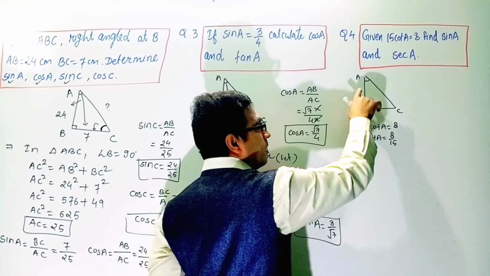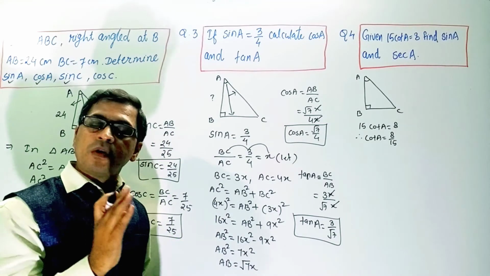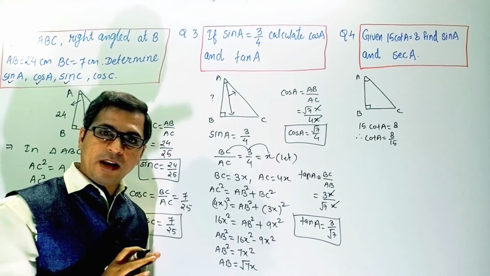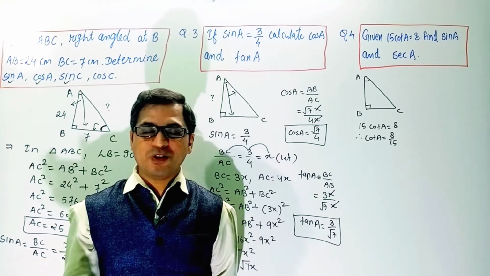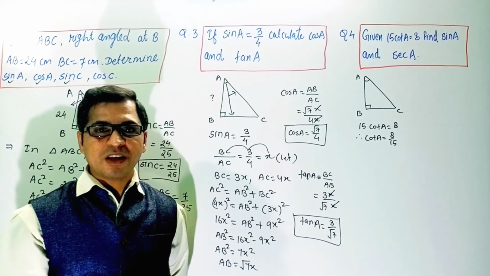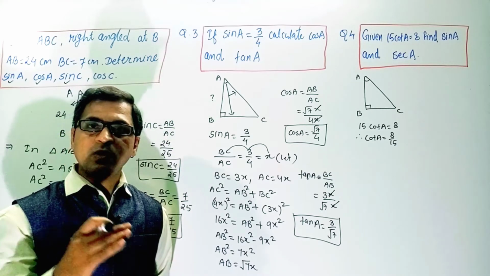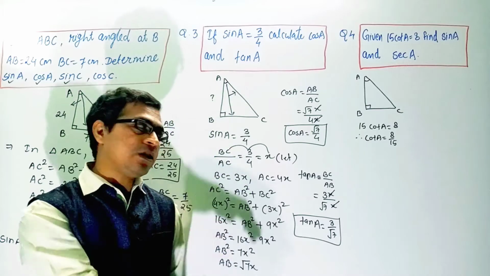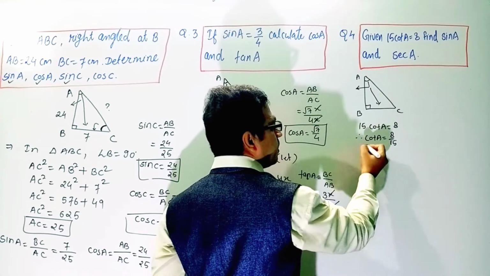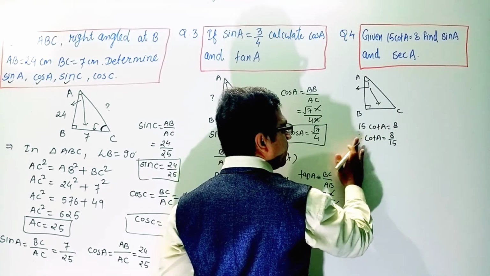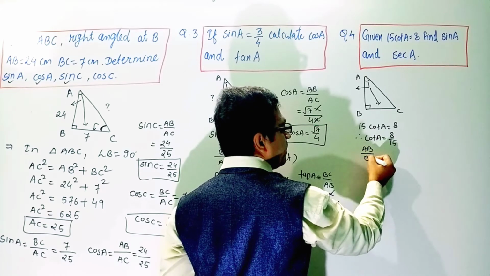for cot A, first of all, we should know the formula for cot A. If you know the formula for tan A, we know that tan A is equal to altitude by base. So what about cot A? Base by altitude, because these two ratios are reciprocal to each other. Tan theta is equal to altitude by base, so cot theta is equal to base by altitude. So for angle A, adjacent side will be base and altitude will be BC. So for cot A, base by altitude means AB by BC.